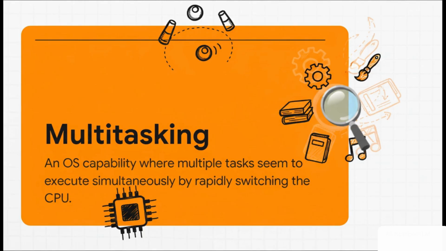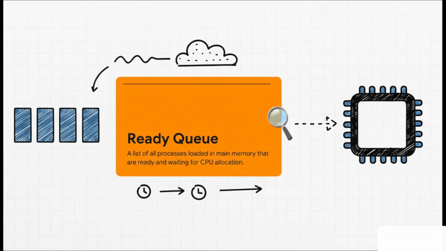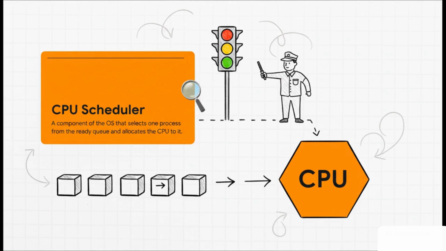It's a brilliant trick. So, to manage this controlled chaos, all the processes that are ready to go have to wait in line. It's literally like a digital queue at a grocery store checkout. This is called the ready queue. They're all loaded up in memory, just waiting patiently for their turn to use the CPU. So who gets to decide which process gets to cut in line or go next? Well, that's the job of the CPU scheduler.